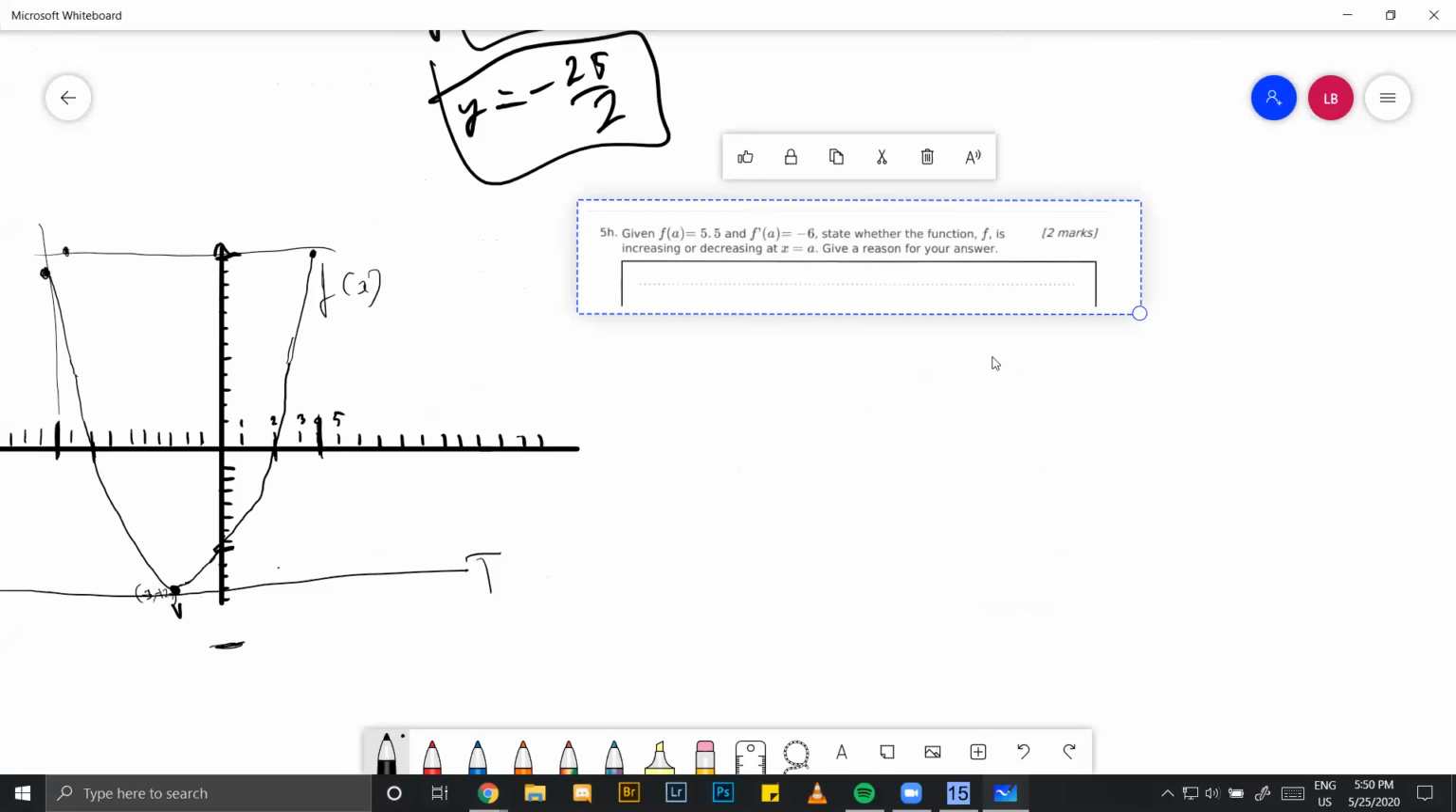f of a is equal to 5.5. f prime of a is equal to -6. State whether the function f is increasing or decreasing at x is equal to a.